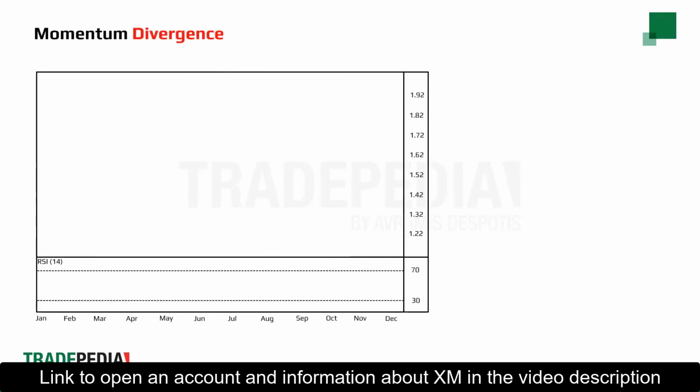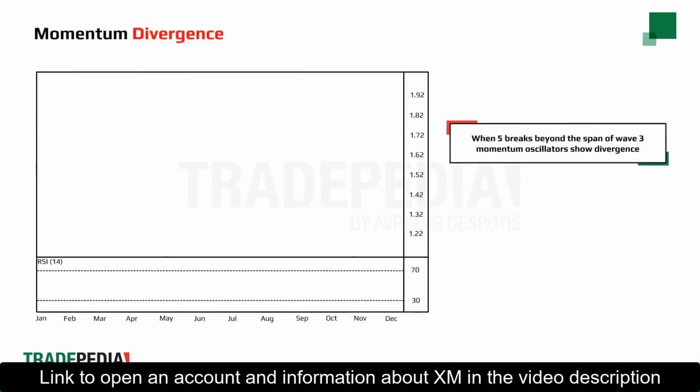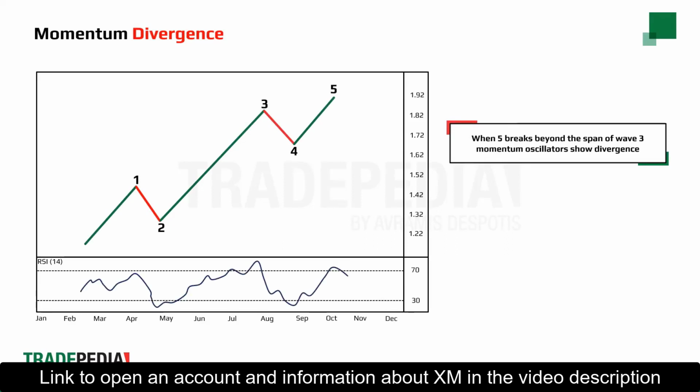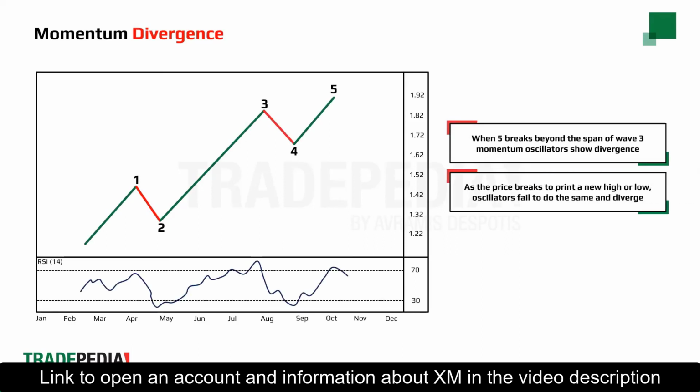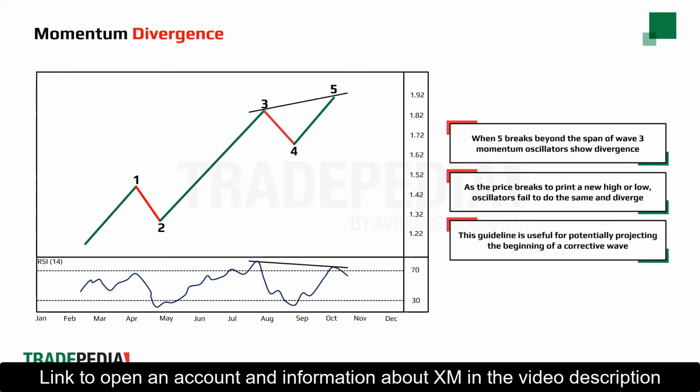The guideline of divergence implies that when Wave 5 breaks beyond the span of Wave 3, momentum oscillators show divergence. As the price breaks to print a new higher high, momentum oscillators fail to do the same and diverge. This guideline is useful for potentially projecting the end of Wave 5 and the beginning of a corrective wave.